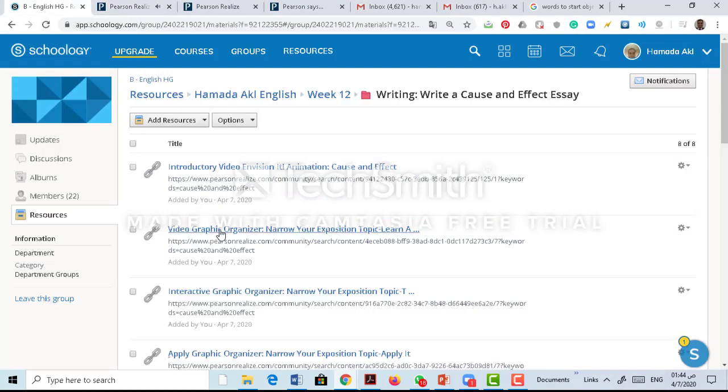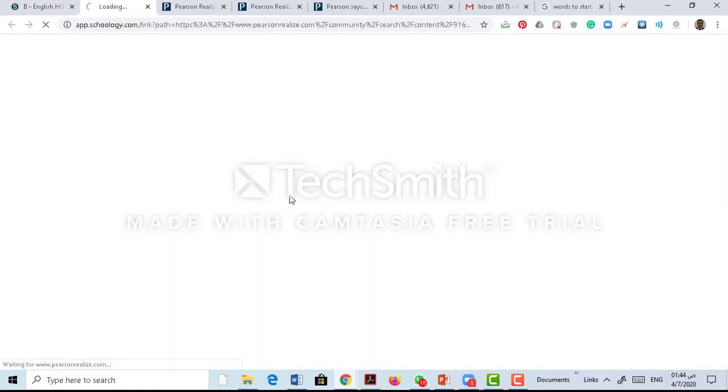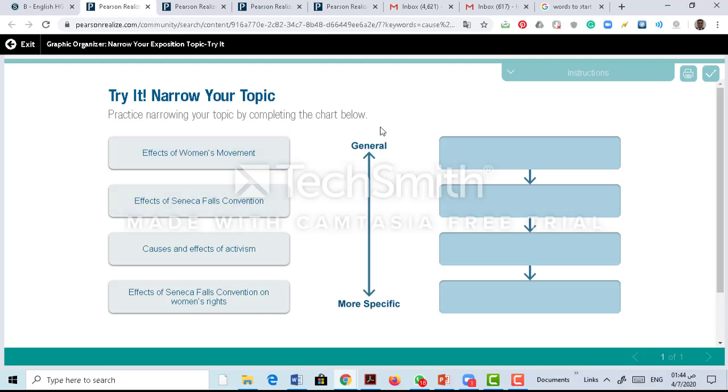Okay, so in this video we learned how to narrow your exposition topic. Next, the next link is Interactive Graphic Organizer. In this graphic organizer, you yourself will have to reorder a number of topics from general to specific. For example, it says here: effects of women's movement, effects of Seneca Falls Convention, causes and effects of activism, and effects of Seneca Falls Convention on Women's Rights.